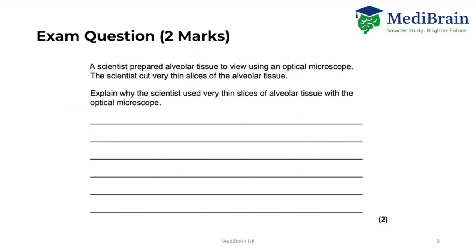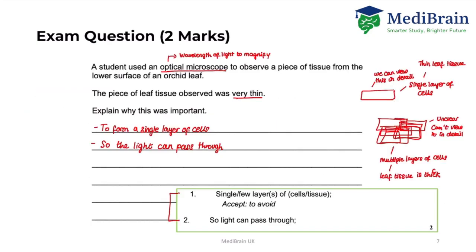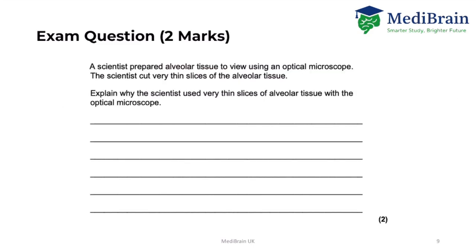Okay. Moving on. So as I said before, the first question that we looked at is a very common exam question. Over here it says a very similar, if not the same sort of question. A scientist prepared alveolar tissue to view using an optical microscope. The scientist cut very thin slices of the alveolar tissue. Explain why the scientist used very thin slices of alveolar tissue with the optical microscope. Over here, explain why it is important to use leaf tissue, which was very thin. And over here, it says, explain why it is important that we use thin slices of alveolar tissue.